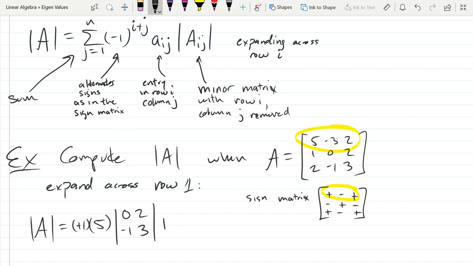Now we're going for the next term. Looking in the sign matrix, I now have a negative 1, so this will alternate signs. The coefficient is negative 3, and I'm going to circle that negative 3. We want to eliminate row 1 and now column 2, so we're getting the submatrix 1, 2, 2, 3. Any questions on that term there?